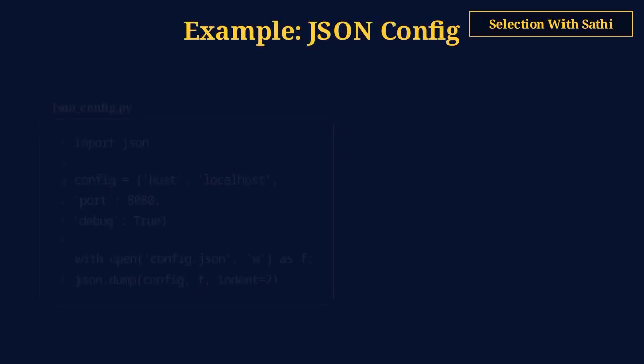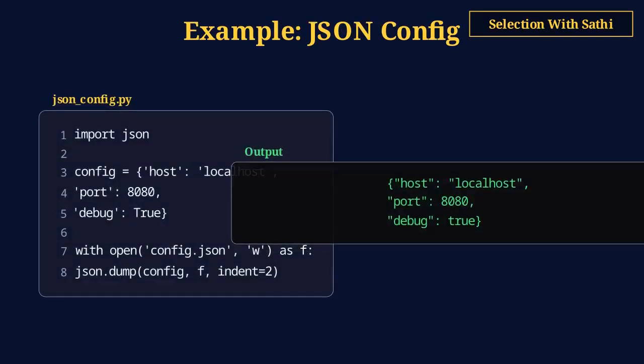Parsing a JSON configuration file. Import json, open config.json, call json.load. The data is now a Python dictionary. Access nested values with chained brackets, data bracket database bracket host gives localhost.